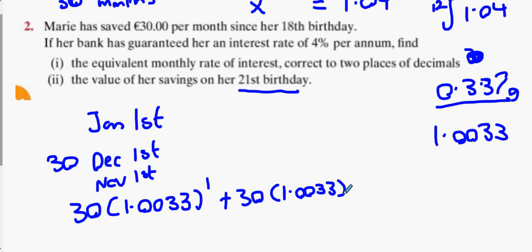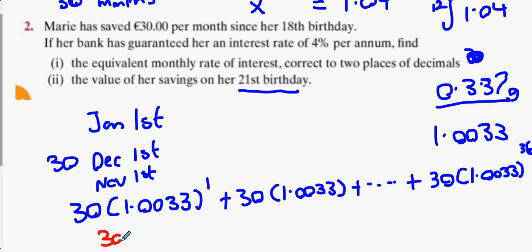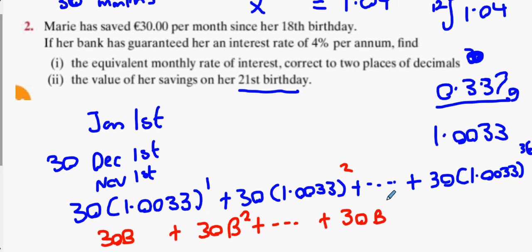Is that okay? And then the next one, we go all the way back. Your very first payment, how long was that there for? 36 months. Your very first payment was there for 36 months. Now, some of you have probably seen me write this instead: 30b plus 30b squared plus dot dot dot 30b to the power 36, that's the power 2 by the way. Everybody cool with that? Yeah.